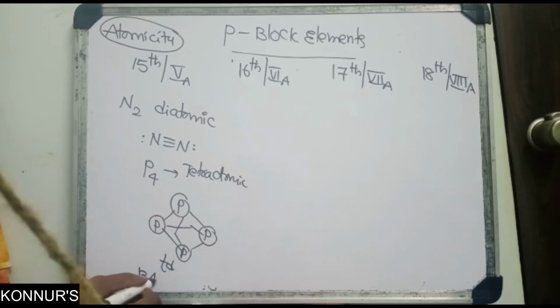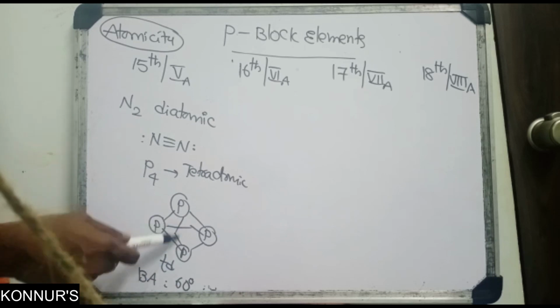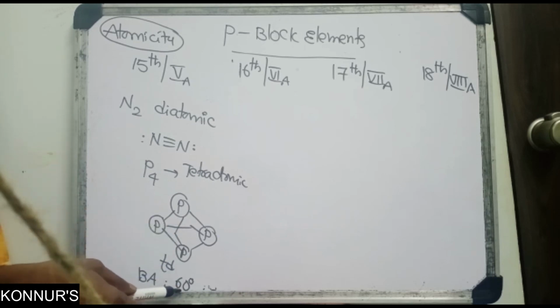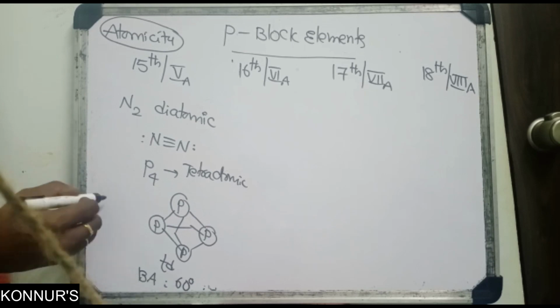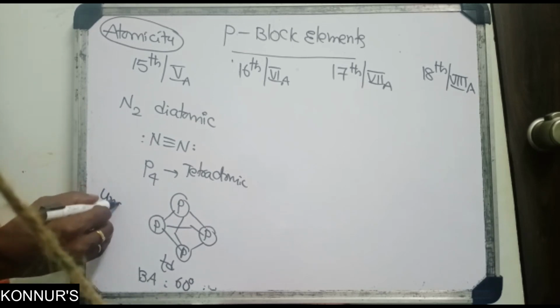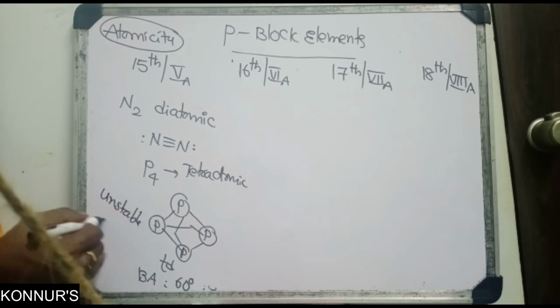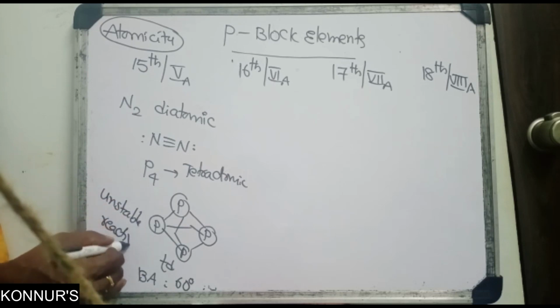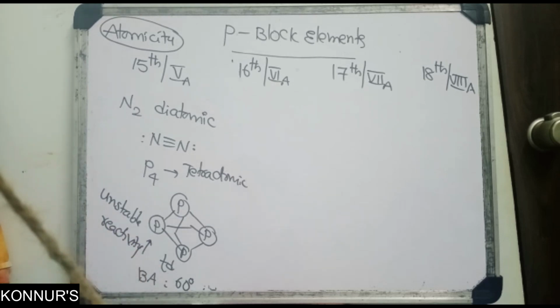Bond angle is 60 degrees. Generally a tetrahedral structure would be stabilized at 109 degrees 28 minutes, but actually the bond angle is 60 degrees. Because of bond angle strain, it is unstable. Unstable means reactivity is high because of bond angle strain.